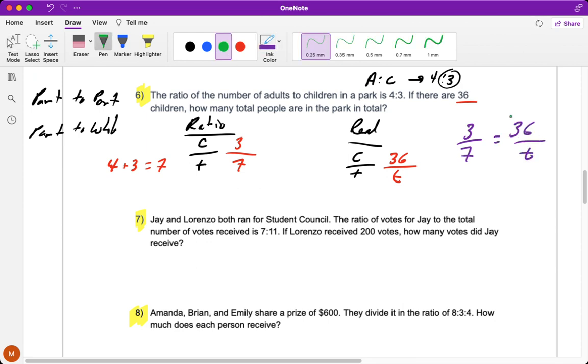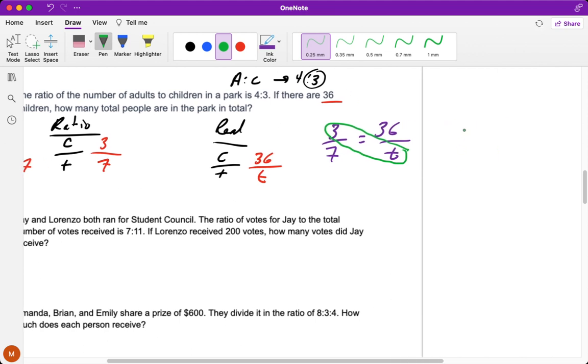Some of you are now figuring out what it takes to multiply 3 to get to 36, and that's perfectly fine. But I'm just going to continue with cross multiplying. We can multiply one numerator with the opposite denominator, which gives me 3 times t, which is 3t. And then the other numerator times the other denominator, which is 36 times 7, which is 252. So I know 3 times t is equal to 252.